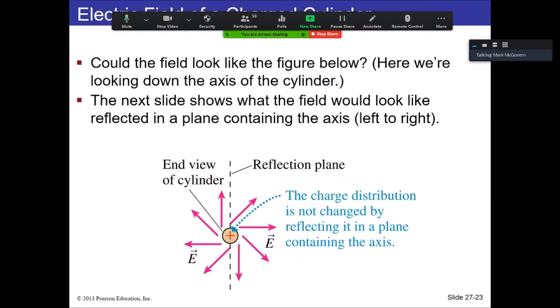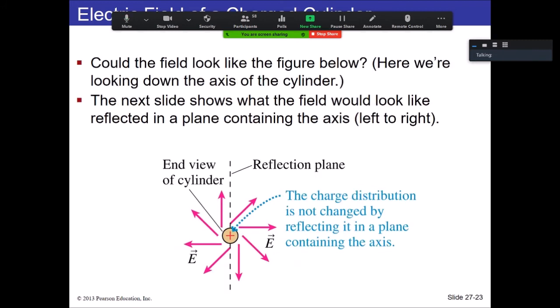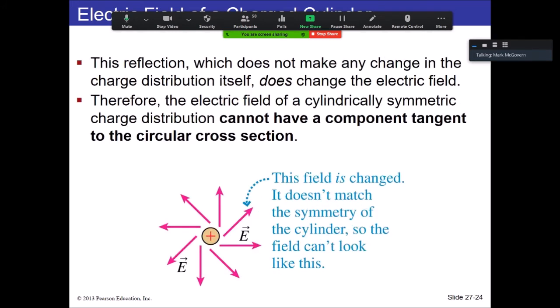Okay, what about this one here? We're looking at the cylinder down its axis, and maybe this is the field, with some kind of weird rotational thing to it. Well, if I take a plane that cuts it vertically, and I flip it, or just look at a reflection, does the field look different on the left and on the right? Yeah, it does. The field on the left here doesn't look like the field on the right if I reflect things. So this is not right either. This can't work. We flipped it around, and that's not the same field. Those look different. So that's wrong too.